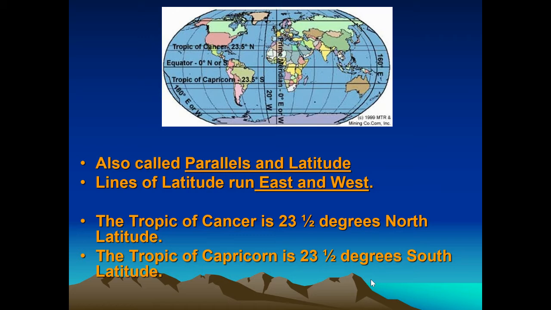All right. Tropic of Cancer is going to be that line that is 23.5 degrees north. You have Tropic of Capricorn being 23.5 degrees south. All words, as I said, you've probably heard before.